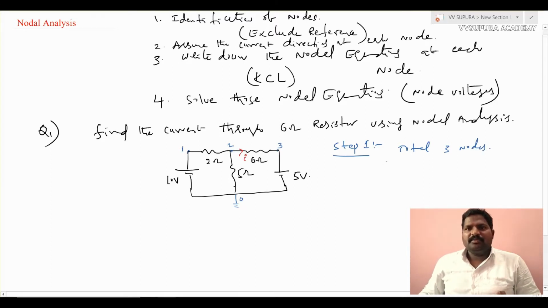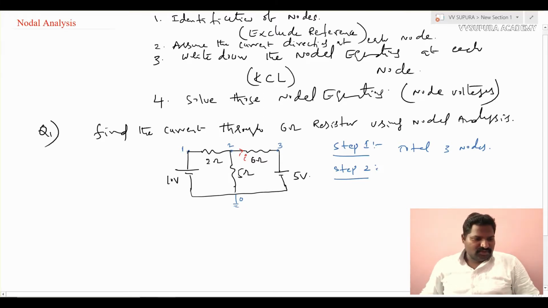For ease of identification, the number of nodes is equal to the number of nodal equations. In the previous case, the number of loops or meshes is equal to the number of mesh equations. Okay, right. Step number 1 is completed. So by excluding the reference, we have a total of 3 nodes. Step number 2, assume the current directions at each node.